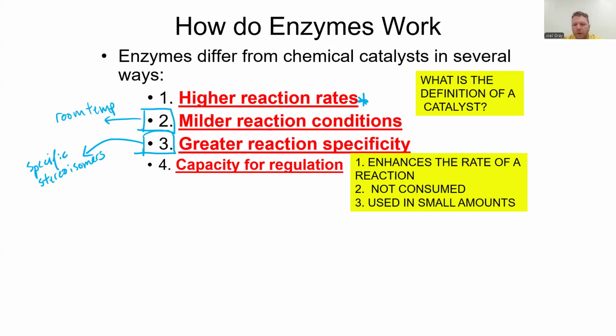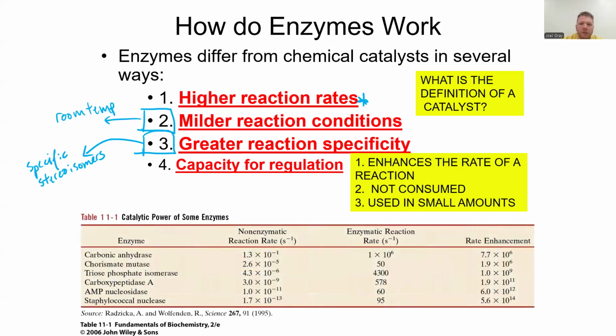And then capacity for regulation. You have basically a mechanism to turn off a process or speed or turn on a process. Now, in terms of reaction rates, let's look at this table down here.